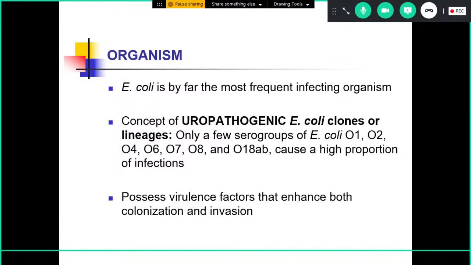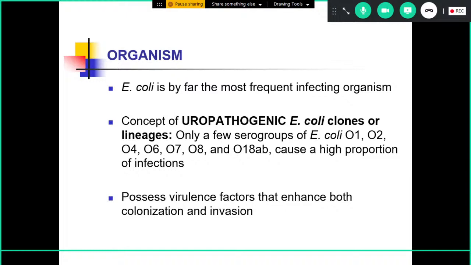So coming to the organisms. E. coli is by far the most frequent infecting organism. As I have already showed you, there is a concept of uropathogenic E. coli clones or lineages, which means that only a few serogroups of E. coli. We also call them the early O groups. You need not remember the serogroups. We call them the early O groups, which is O1, O2, O4, O6, just as an example.